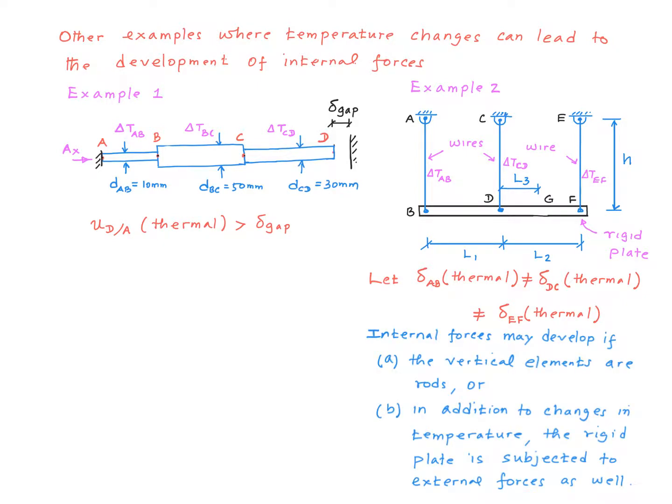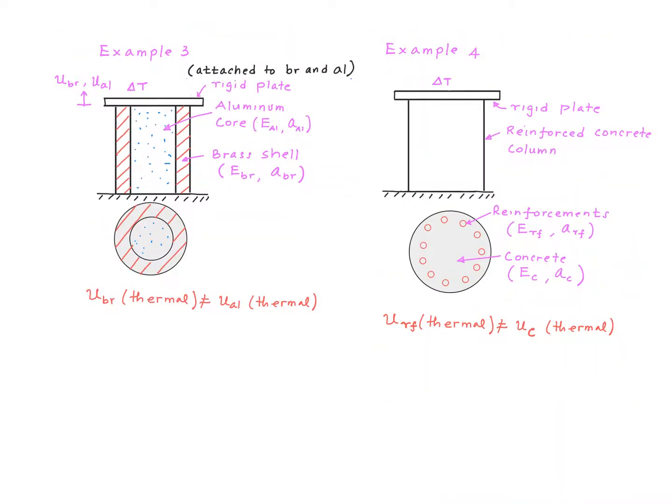Supposing this rigid plate is actually subject to an external force like we had before, then we have a different situation. Then as long as the wires don't wrinkle, there's going to be some internal forces arising simply from the thermal effects. Similarly, if these vertical elements are actually made of rods like steel bars or something like that, then definitely the thermal effects will have an effect on the internal forces. In other words, temperature changes will lead to the development of internal forces in the vertical elements. In this third example, we have an aluminum core with a brass shell.